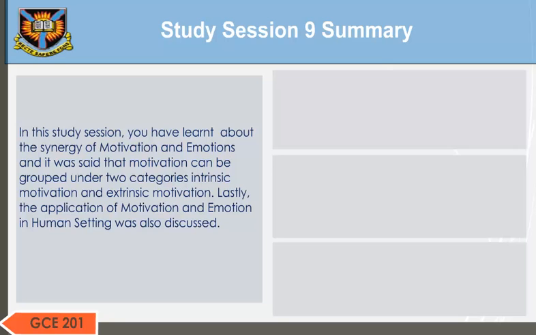Summary of study session. In this study session, you have learned about the synergy of motivation and emotions, and it was said that motivation can be grouped under two categories: intrinsic motivation and extrinsic motivation. Lastly, the application of motivation and emotion in human setting was also discussed.